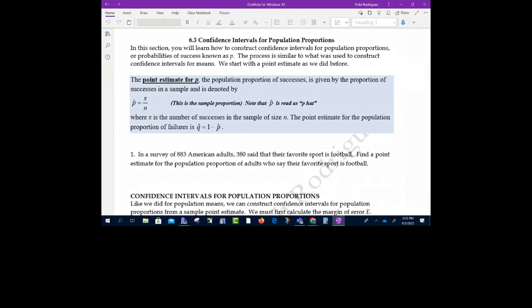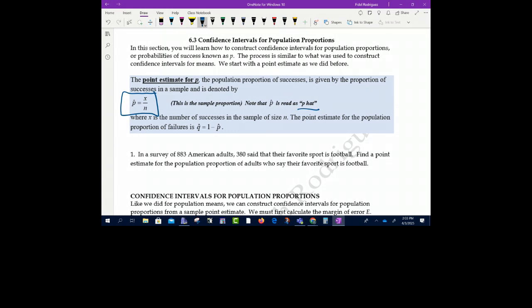And what we're going to do is start with a point estimate. The point estimate, y'all, of a population proportion of successes is given by the proportion of successes in a sample and is denoted by a little symbol here. That little P with a little arrow on top, we call that P hat, okay? And it's going to be X divided by N. I'm going to tell you what all that means in a minute.